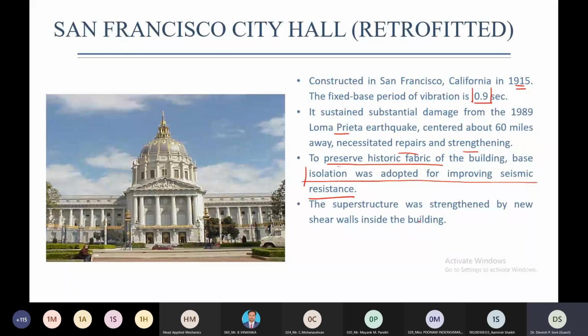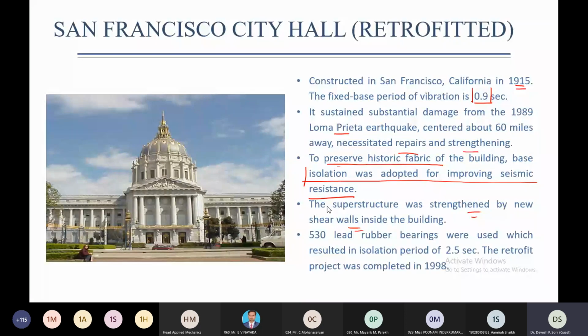And the superstructure was strengthened by providing new shear walls inside the building so that the outer fabric of the building can be conserved. And later, 530 lead rubber bearings were inserted, and after that the period was found to be 2.5 seconds. Initially it was 0.9 second. After retrofitting, it becomes 2.5 second, and the retrofit project was carried out in 1998. So this is a good example of base isolation used as a retrofitting option.